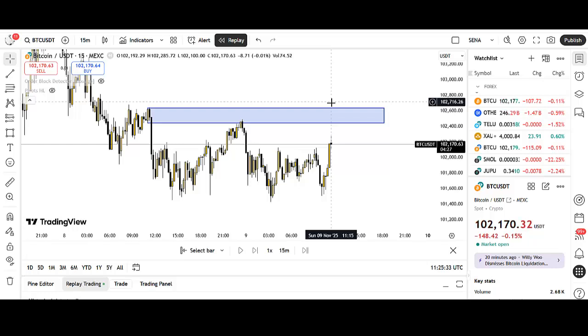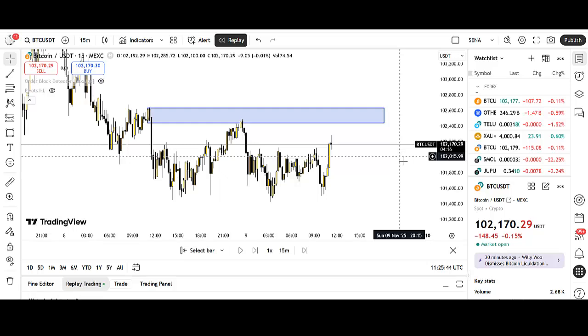So basically that's it. In a downtrend, you look out for supply regions. In an uptrend, you look out for demand regions. And then you go for a simple 1 to 2 risk to reward. You are good to go.